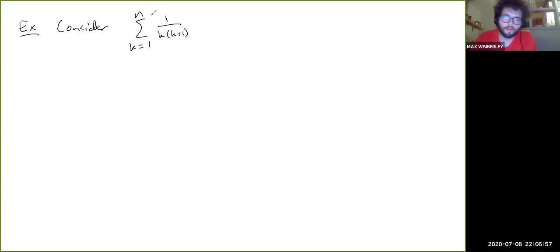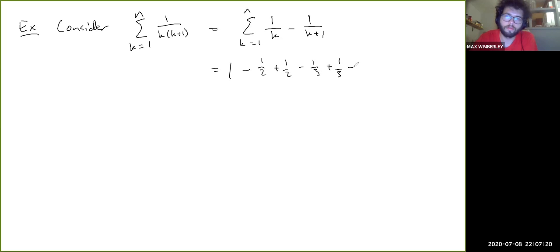So it's possible to write a formula for this in terms of n, because it turns out that the expression inside is just equal to 1 over k minus 1 over k plus 1. So this is just 1 minus 1 half plus 1 half minus 1/3 plus 1/3 minus, and so on, until you get a minus 1 over n plus 1, because we're going up to n. So this is just 1 minus 1 over n plus 1, because all the terms inside cancel out.